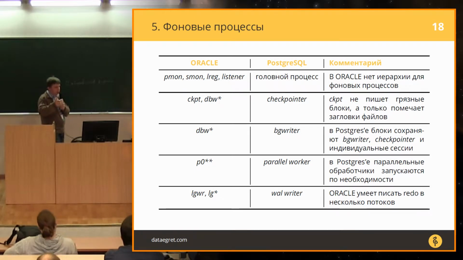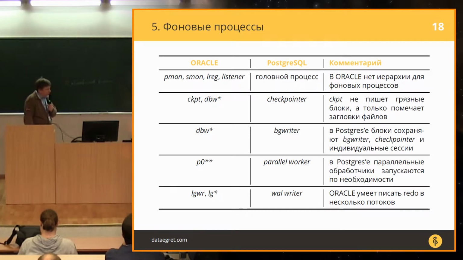Parallel workers in Postgres don't exist. They are run when necessary, and they disappear after some time.